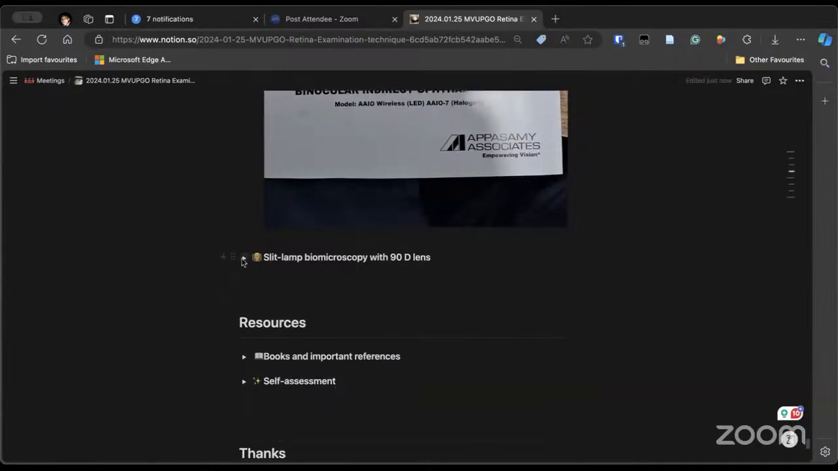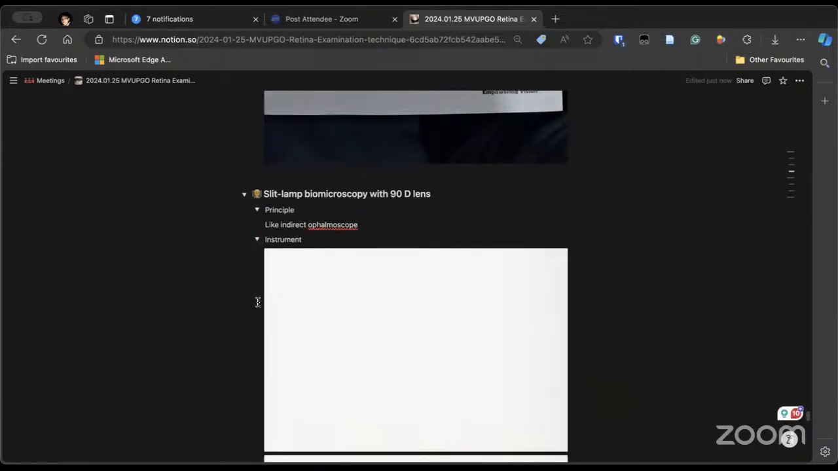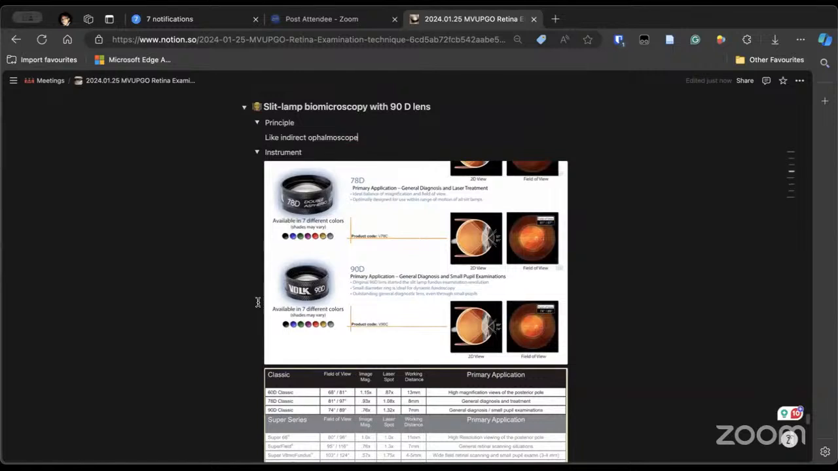Okay, I'll go to the slit lamp biomicroscopy with the 90D lens. The principle is all similar to the direct ophthalmoscope. So these are the instruments: 78D and 90D. These are the two lenses which are used.